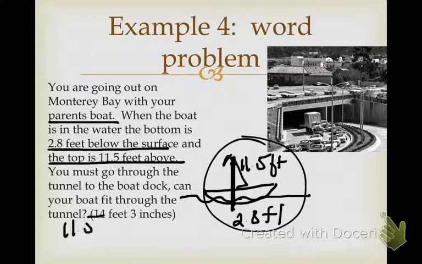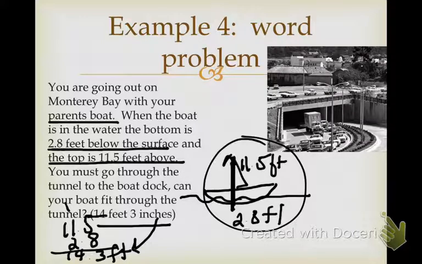So we want to add 11.5 plus 2.8. What do we get? We get 8, 9, 10, 11, 12. We get 13, 2, 3, 4. So you get 14.3 feet. Okay. Can your boat fit through the tunnel at 14.3 inches? Oh, wait a second. That's inches, and that's feet.